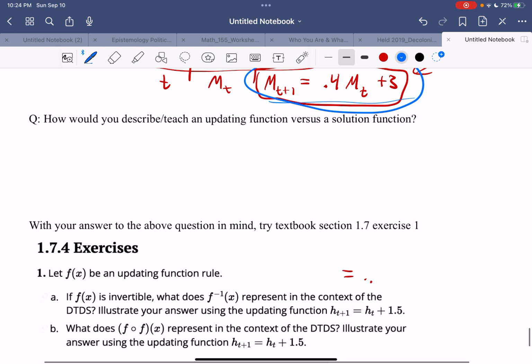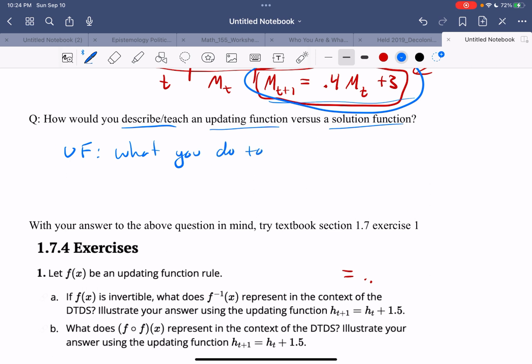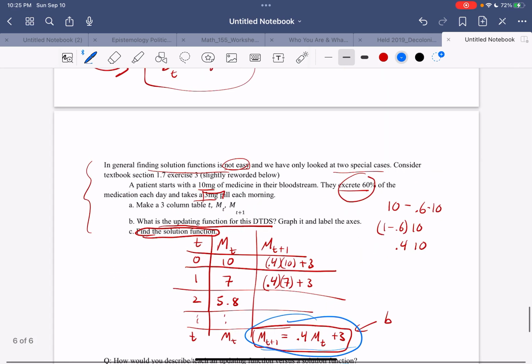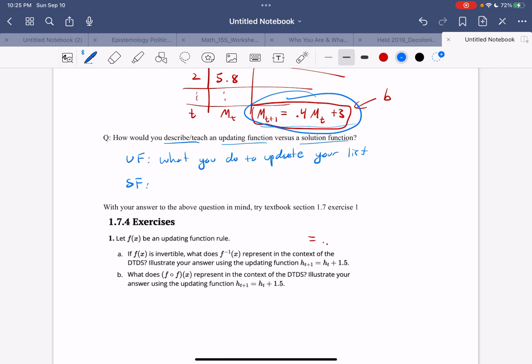All right, so how would you describe or teach an updating function versus a solution function? The way I do it, an updating function is just what you do to update your list. That's it, okay? A solution function is like the parent function giving you all the data. This is something handed down by God. Here you go, now you know the answer for all possible time. I'm just going to leave this blank. You can put it in your own words, whatever you think.